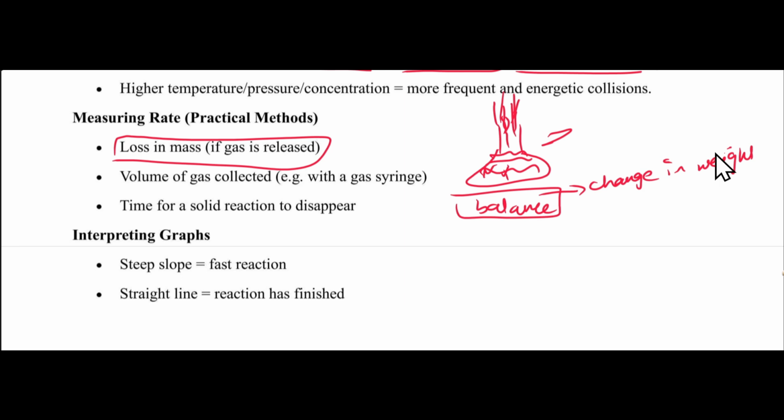You can measure the rate of the reaction either by measuring the loss in the mass if you have a gas in the product. It's only possible if you have a gas in the product. If you don't have any gas in the product, then this method is not suitable.